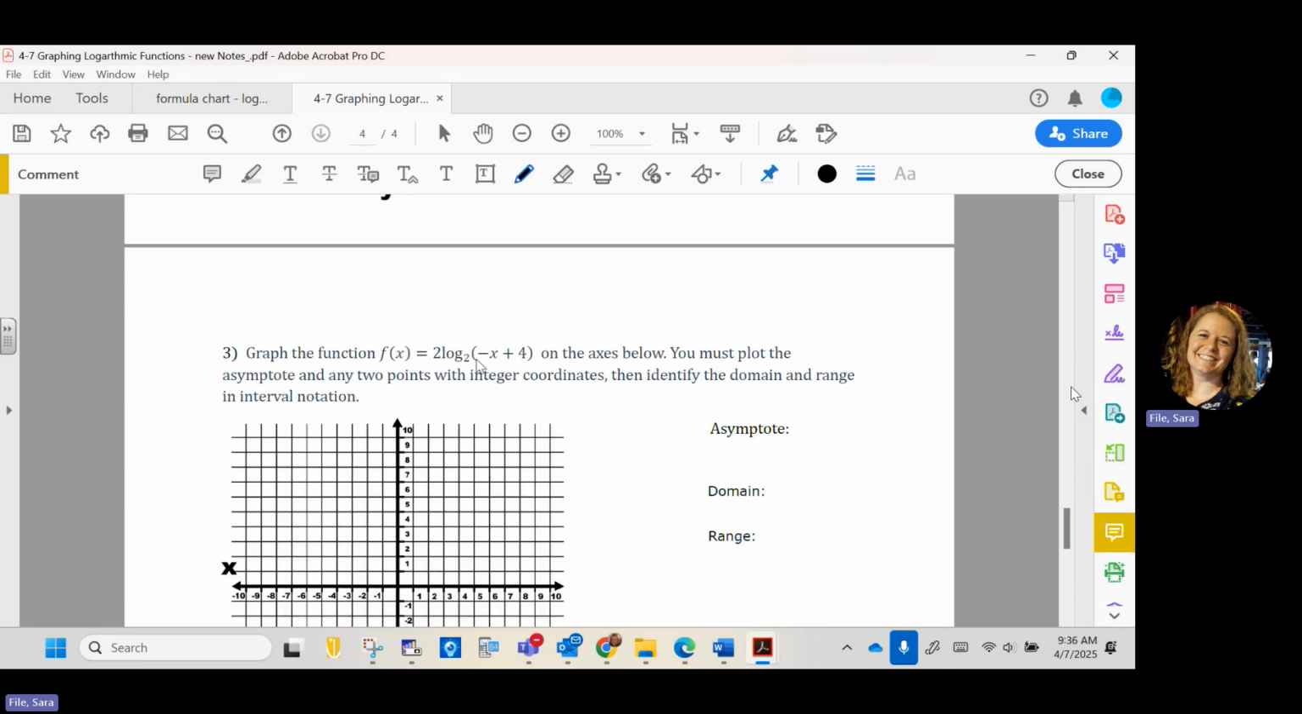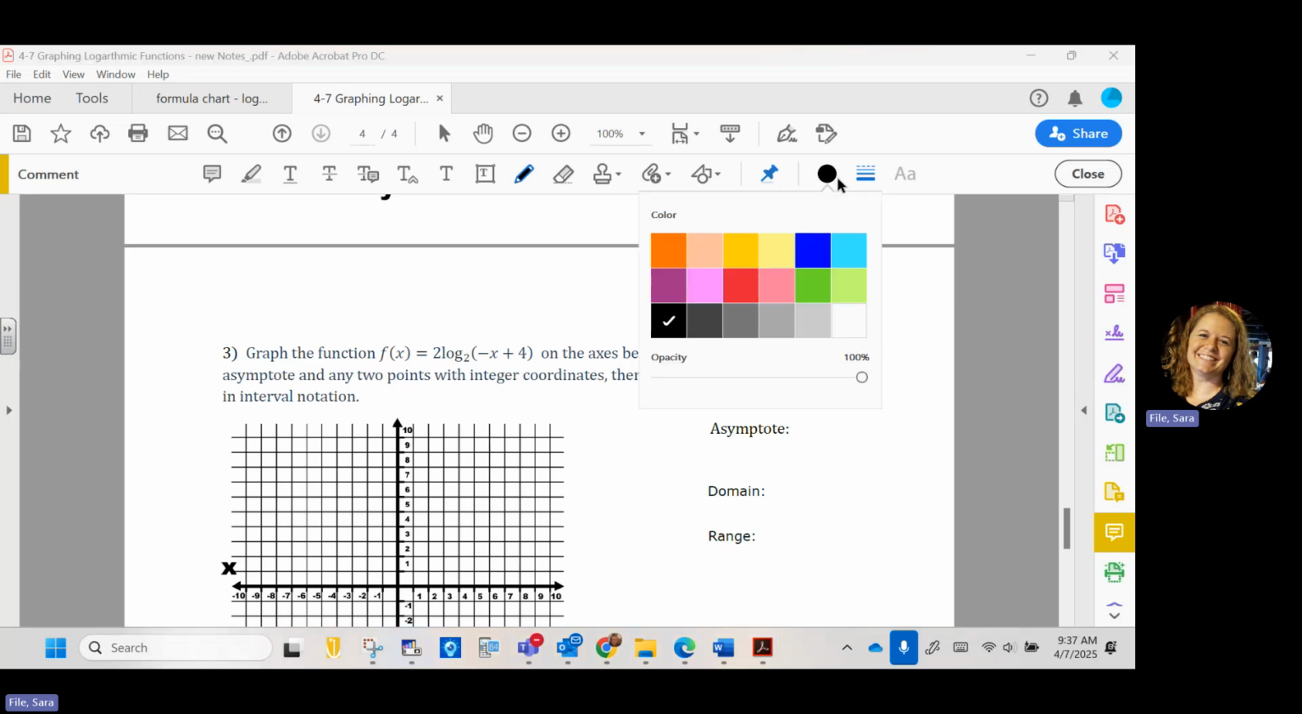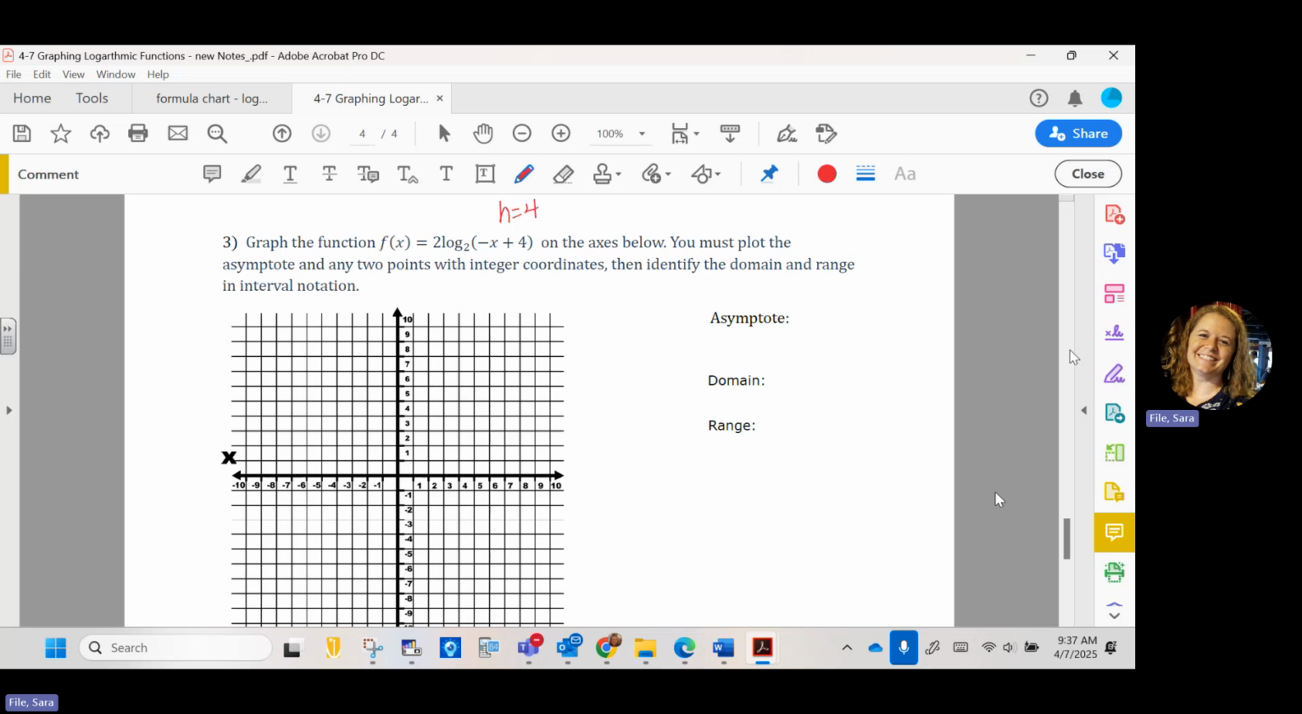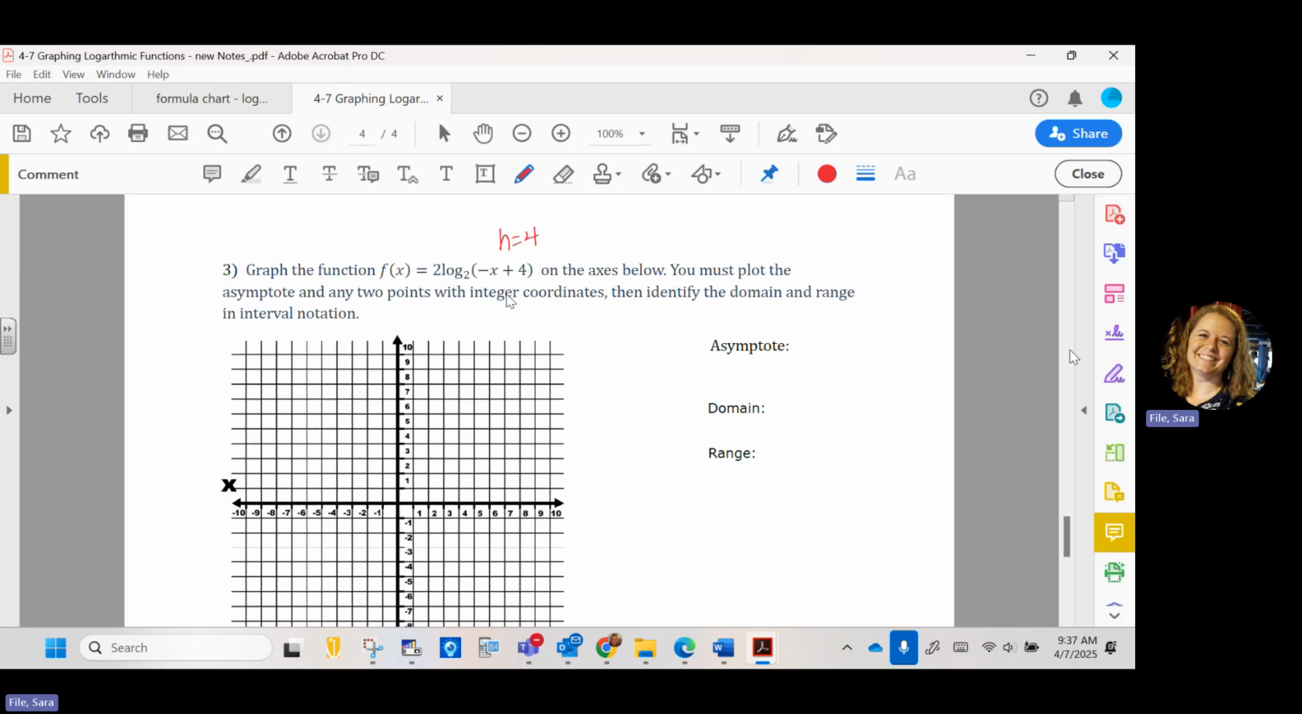Because this one has a negative in there on x, it's already the opposite. So our h is actually positive 4. Okay, so h is positive 4 here. Now, if that is confusing, anytime you're unsure of h or what it should be, take your argument. Okay, that's what's inside the parentheses, what you're taking the log of. Take your argument and set it equal to 0.